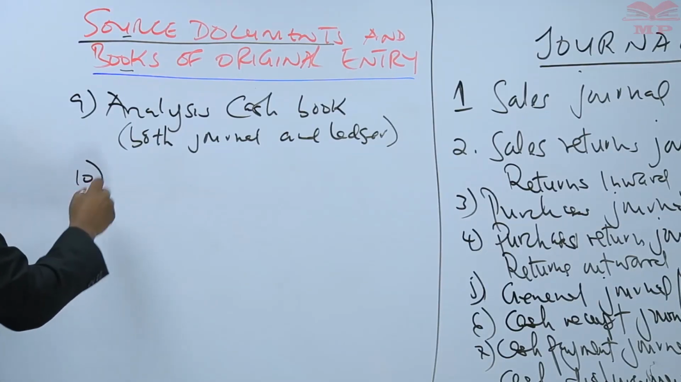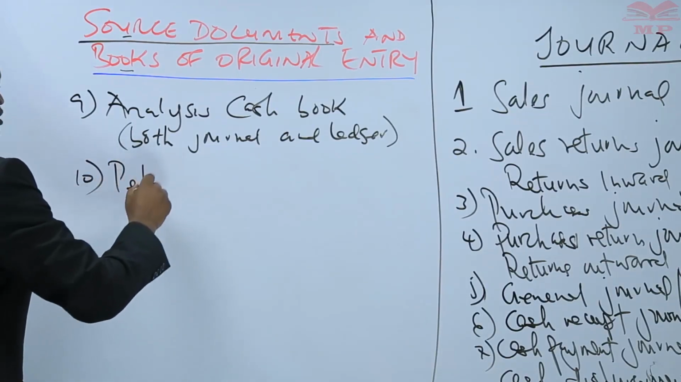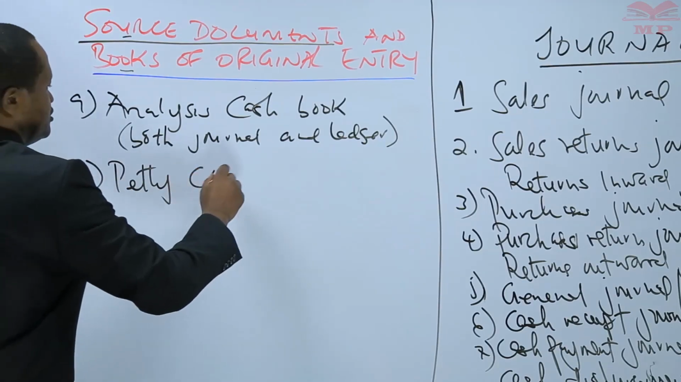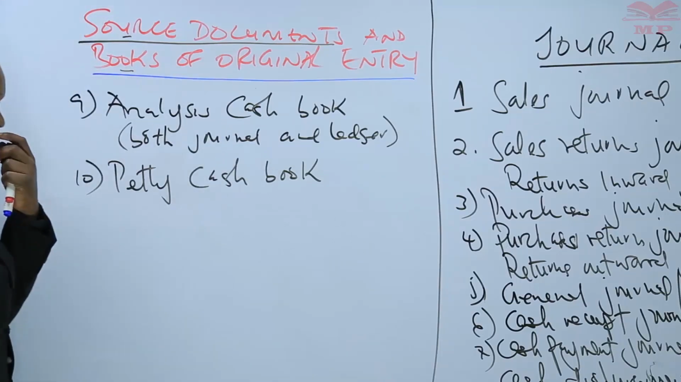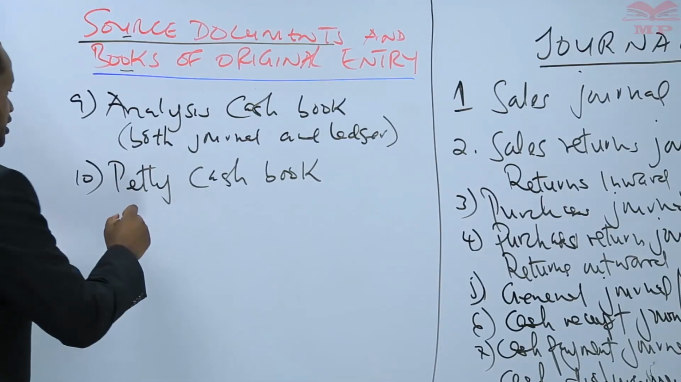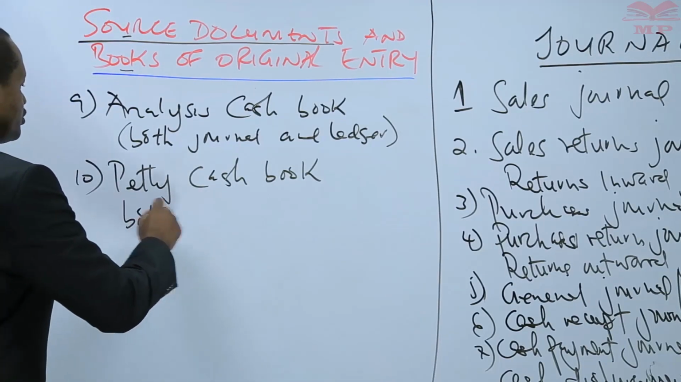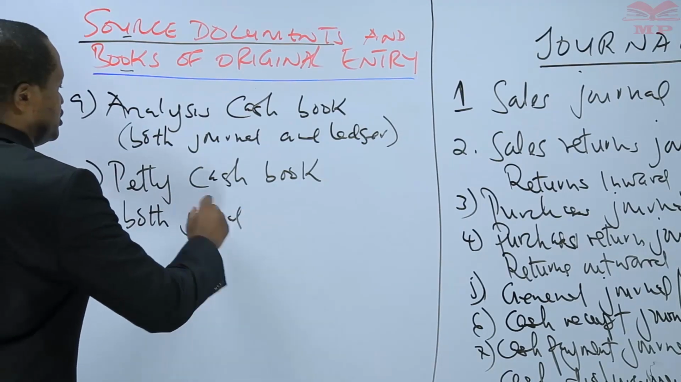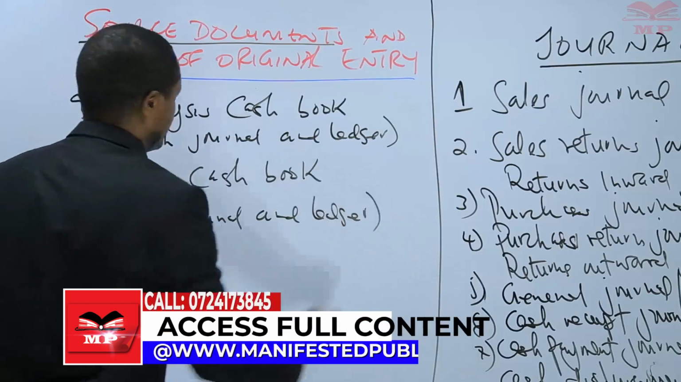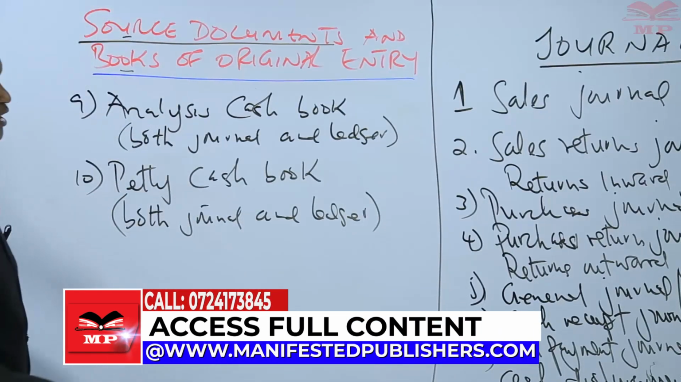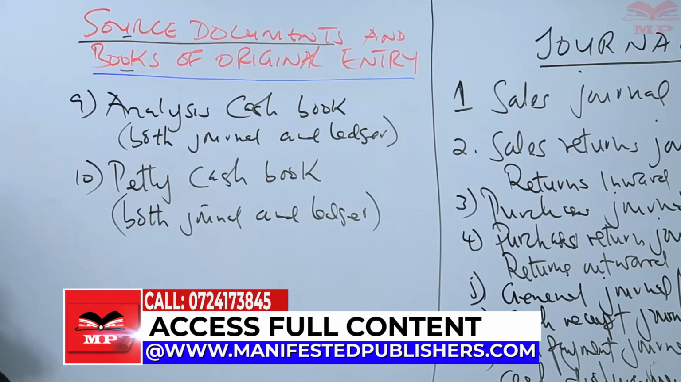Number 10 is the petty cash book. The petty cash book is both a journal and ledger. Journal and ledger. So these are examples of journals.